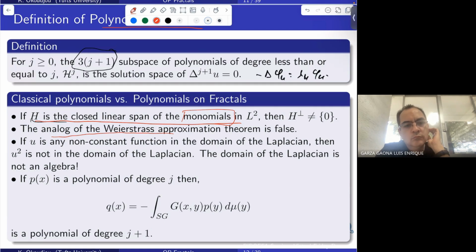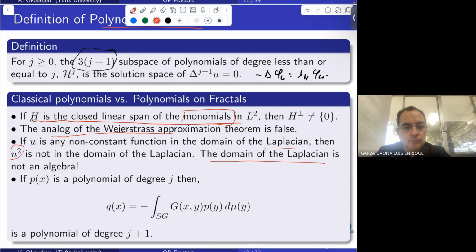Something also worth pointing out: if you give me any non-constant function in the domain of a Laplacian, and polynomials are in the domain of a Laplacian and they are not constant, and I take u to the power 2 and multiply u by itself, then this new function is not even in the domain of a Laplacian. So it has no chance to be a polynomial again. So one outshot of this is that the domain of a Laplacian on the Sierpinski gasket is not an algebra. So multiplication is not a good operation here.